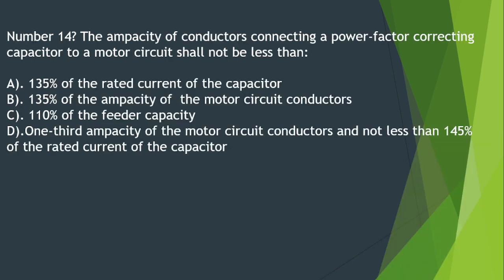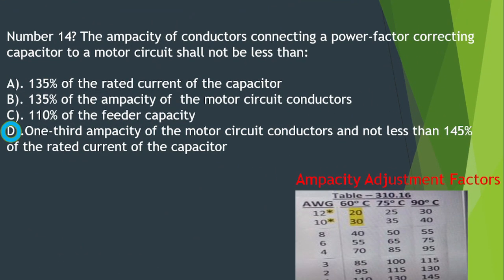Number 14. The ampacity of conductors connecting a power factor correcting capacitor to a motor circuit shall not be less than A. 135% of the rated current of the capacitor, B. 135% of the ampacity of the motor circuit conductors, C. 110% of the feeder capacity, D. 1/3 ampacity of the motor circuit conductors, and not less than 145% of the rated current of the capacitor. The answer is D.